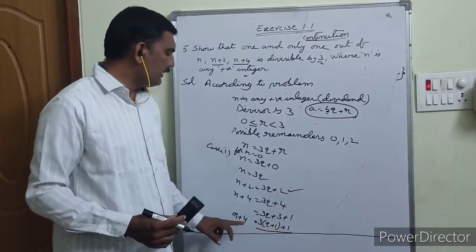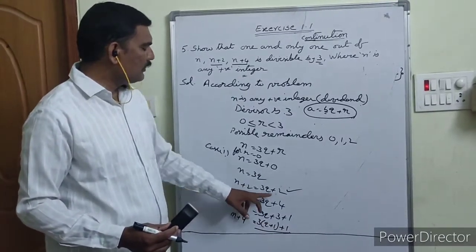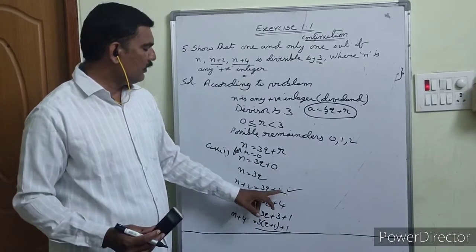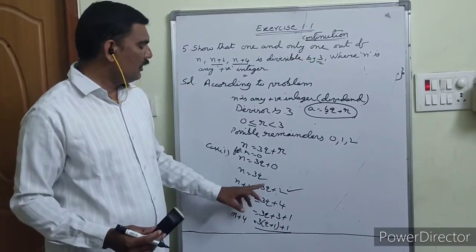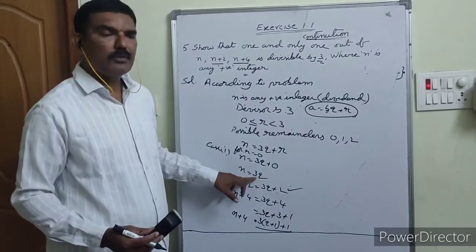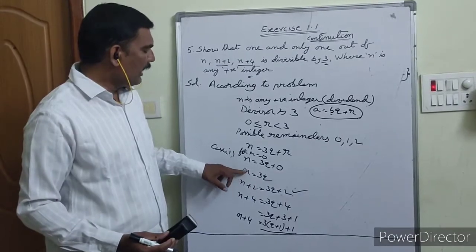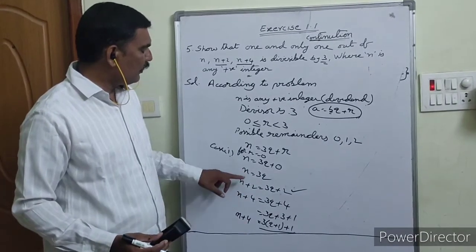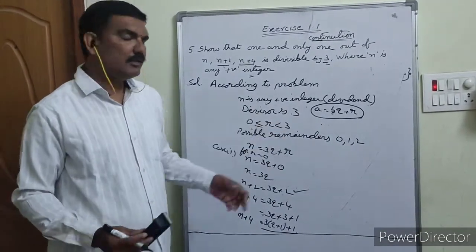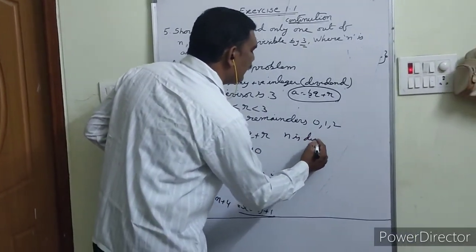Some remainder is there, which means n plus 4 is not divisible by 3. In n plus 2 also you did not get remainder 0, so n plus 2 is also not divisible by 3. But n is equal to 3q, which means the remainder is 0. So among n, n plus 2, n plus 4, n is divisible by 3. So you have to write that n is divisible by 3.